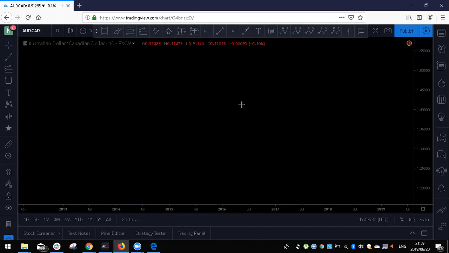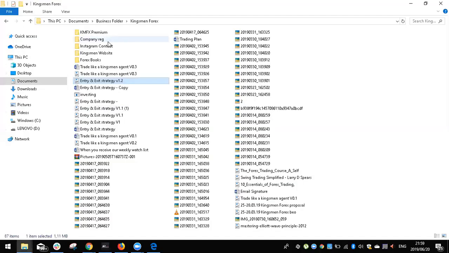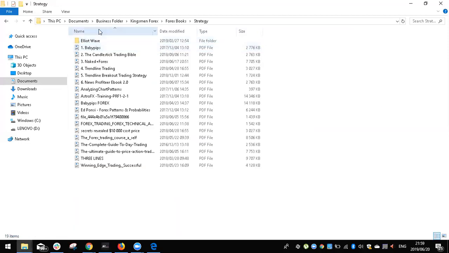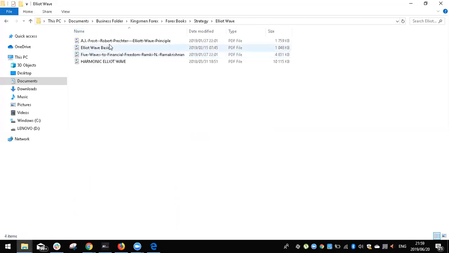Let me not redraw these structures because it can take a very long time to redo them. Let me just go to the book that I'm gonna send to you: Elliott Wave, AJ Frost. Have you seen this AJ Frost book? No, I haven't seen it. You should send me the books you've been reading. I think you've been reading the wrong books if you haven't seen the books I'm showing you.